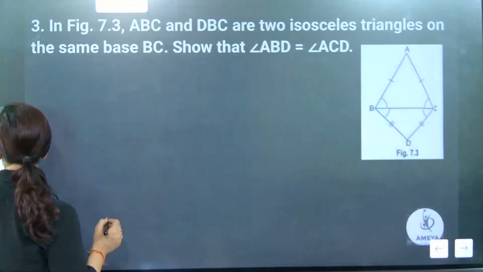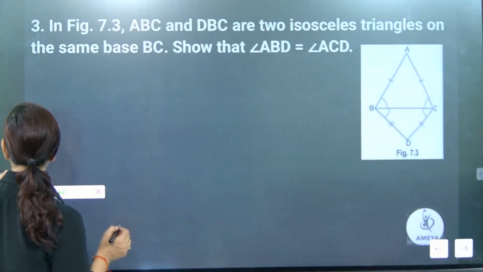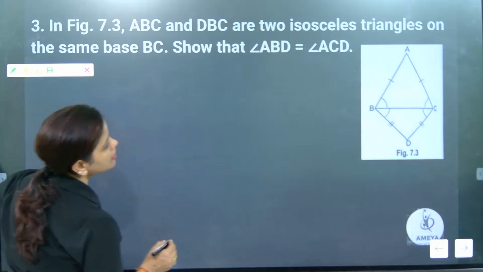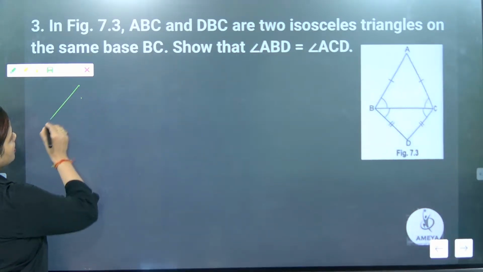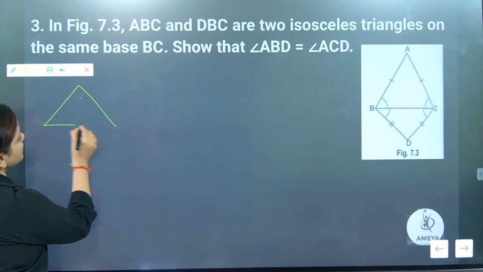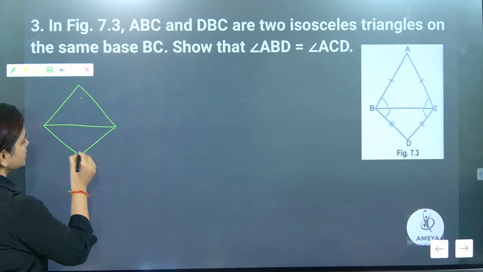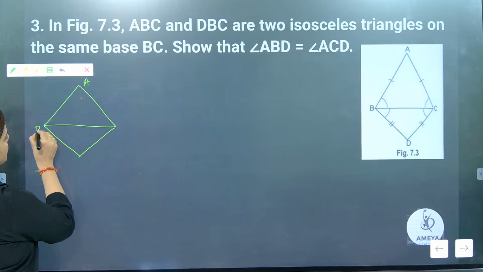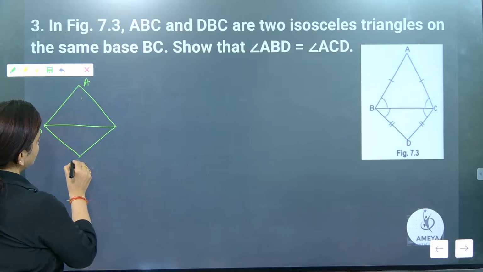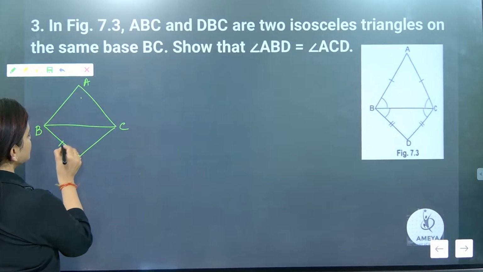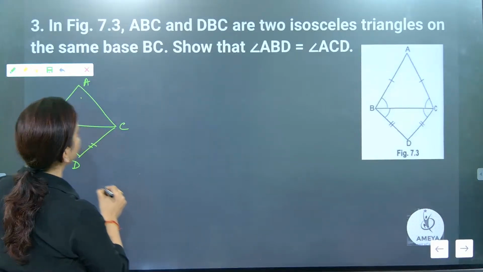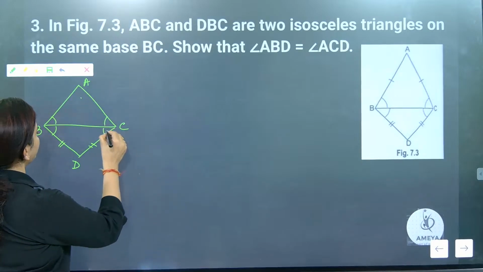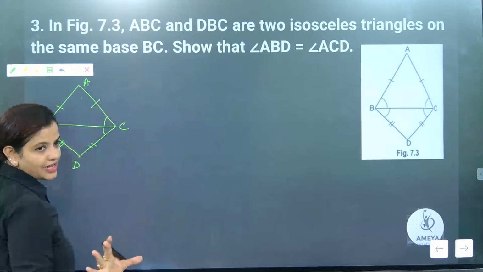Now look, beta. What is given to you? First, whatever is given to you, you utilize that information. See, look here, this is the triangle, beta. In this triangle, what is given? A, B, D, C. If you see, this side will be equal to this side, already given. This angle, and this angle, this side, this side. So they have given like that.